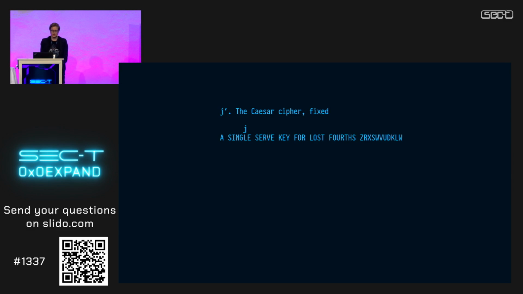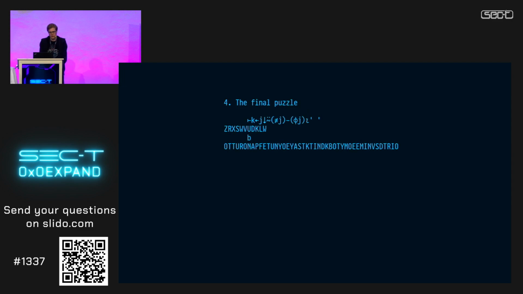Single serve seems to mean a one-time pad kind of thing, but it's a bit less clear what lost fourths refer to. However, there aren't many things it could be. So the missing letters could be considered lost, and lost fourths could mean a fourth of the lost letters. The length of the missing letters does not quite divide by 4 evenly into the length of the key, but it's quite close.